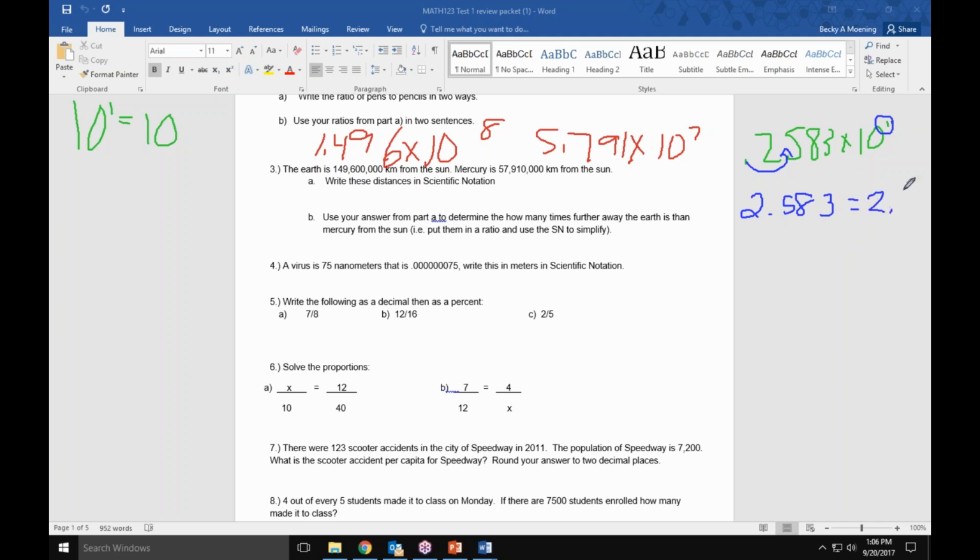The answer key rounds it to 2.6. So this would say the Earth is 2.6 times further away from the sun than Mercury. That's what that 2.6 means. Okay, now it makes sense. Thank you. Yeah, no problem. It's a poorly worded question, and then the answer key is also a little bit poorly worded. So you put those together and you have confusion.